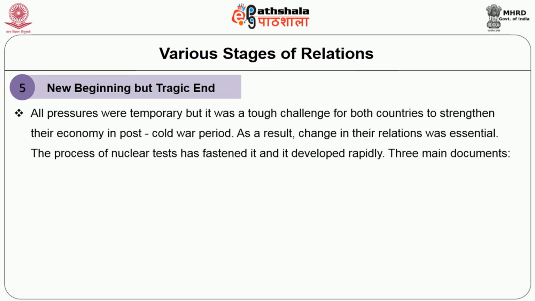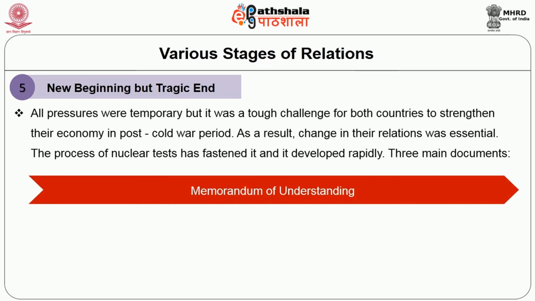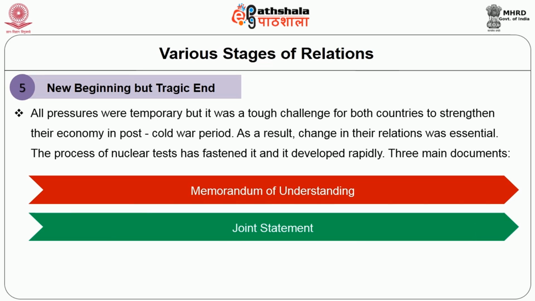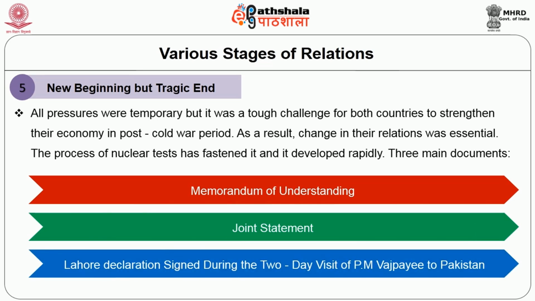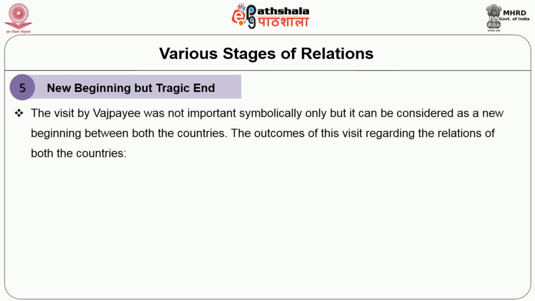Three main documents, the Memorandum of Understanding, the Joint Statement and the Lahore Declaration, were signed during the two-day visit of Prime Minister Vajpayee to Pakistan. The visit by Vajpayee was not important symbolically only, but can be considered a new beginning between both countries. The following were the outcomes of this visit regarding the relations of both countries.